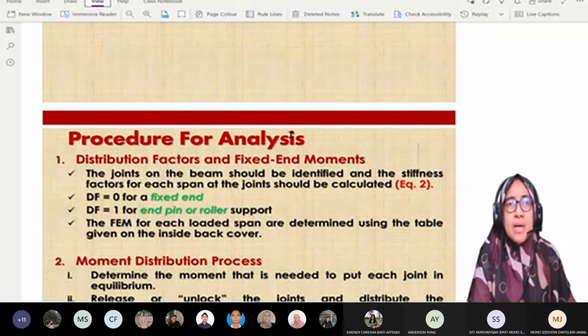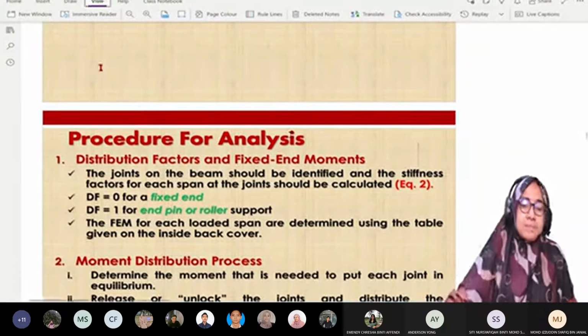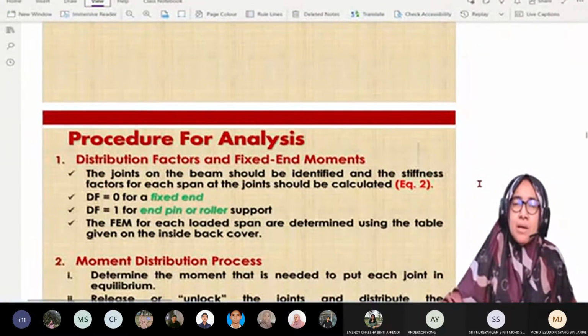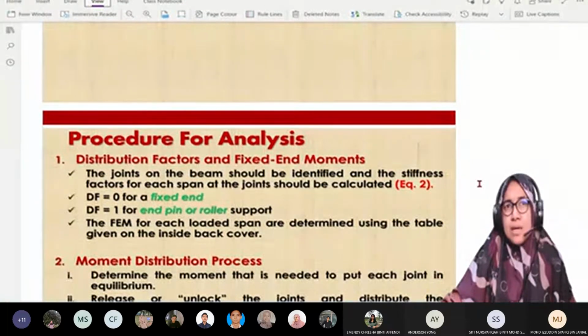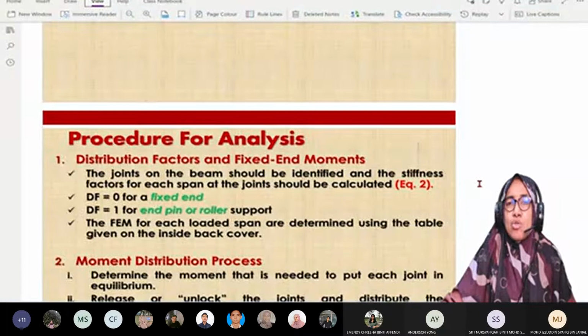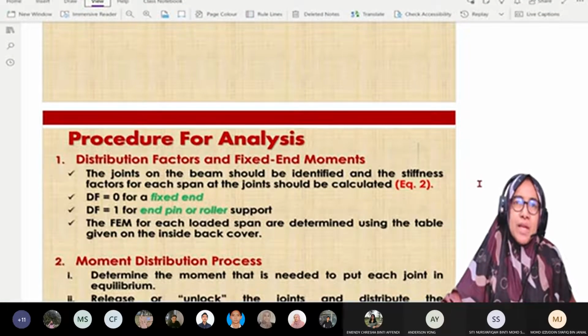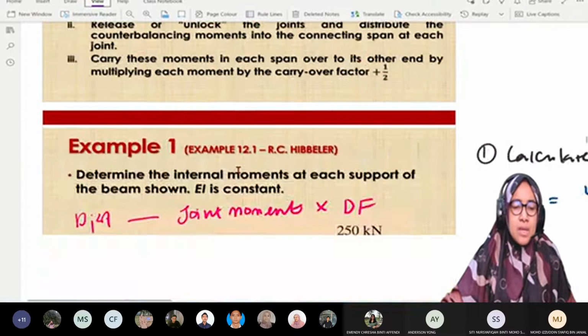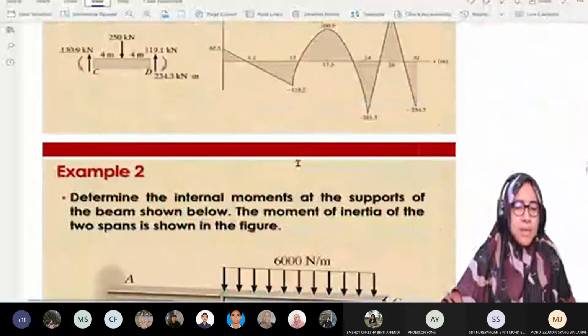We distribute by finding the total moment, we multiply by the distribution factor, and after that we carry the value. The carryover factor for the far end fixed or internal support is 0.5, and the carryover factor for the far end pin or roller is equal to 0. So the carryover factor for pin or roller end, equivalent to 0, is actually given in your summative 1.2.